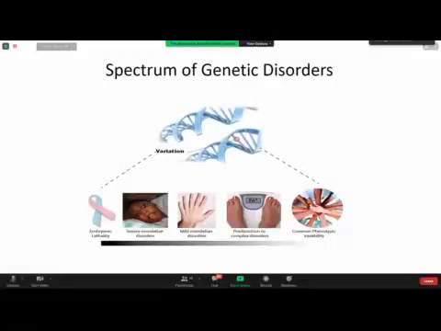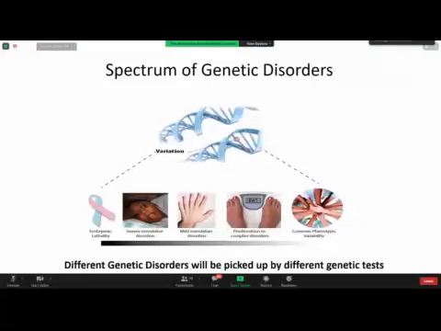Again, I have put the whole spectrum of mutations. So do you think that one test can fit this whole spectrum for the diagnosis of these conditions? Certainly no. We have different genetic disorders, and because of that, we have different tests that will pick up these genetic conditions.